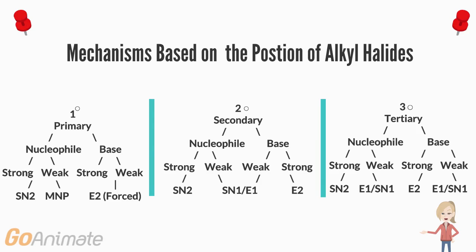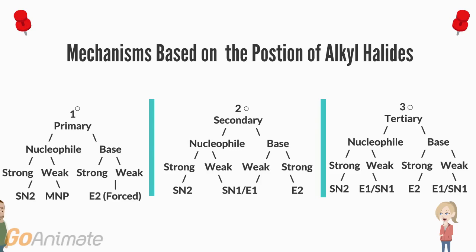In conclusion, when you're working with a tertiary alkyl halide and a strong nucleophile, the result is an SN2 mechanism. As you can see, when you react a weak nucleophile with a tertiary alkyl halide, the result is an E1 and an SN1 reaction mechanism.